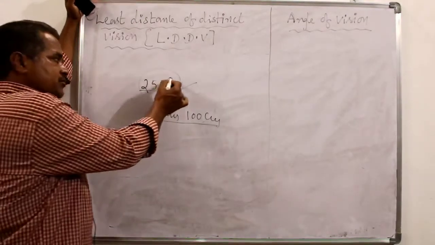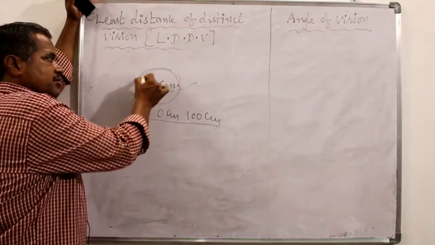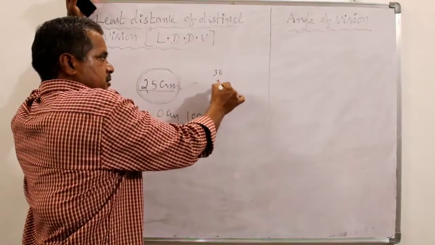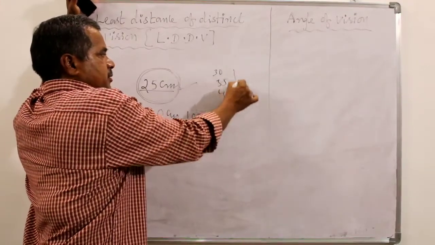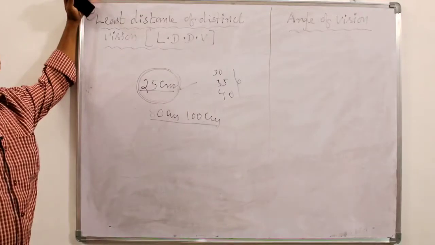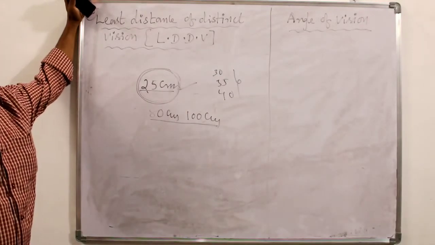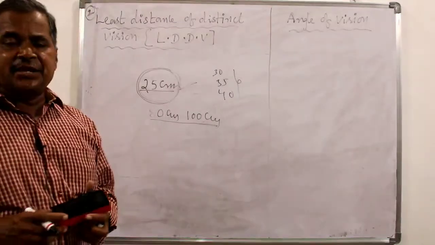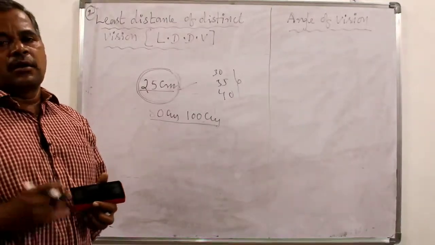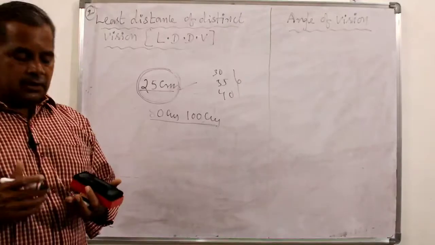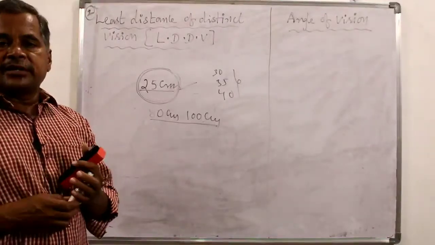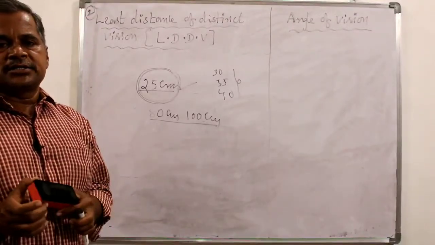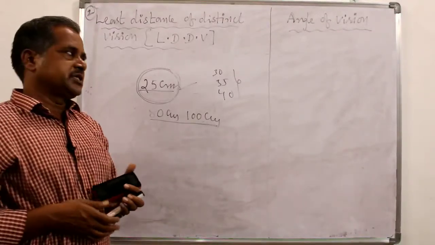If the value of 25 centimeters, the least distance of distinct vision, increases, maybe 30, 35, 40, that person must have some eye defects. So the minimum distance at which any person can see the letters of any newspaper or any book very clearly or very distinctly is called the least distance of distinct vision.